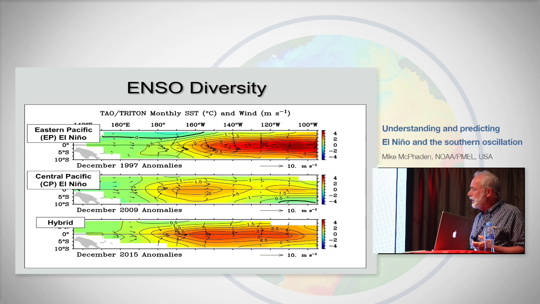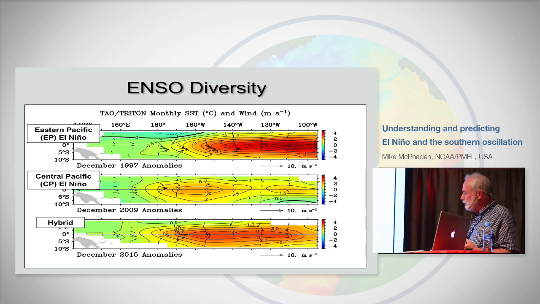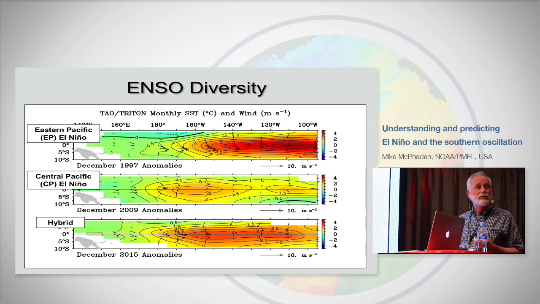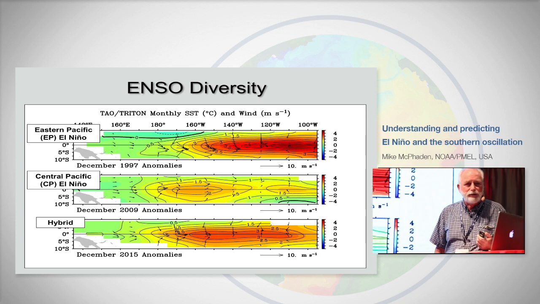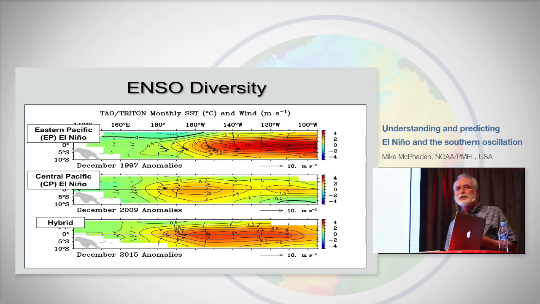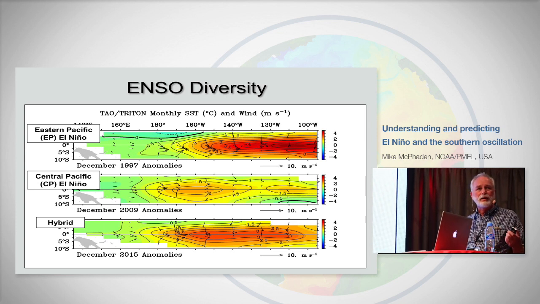2015-16 looked something of a hybrid between these two. It had large anomalies in the Central Pacific and in the Eastern Pacific, but they began to taper off towards the west coast of South America. Now, this idea of ENSO diversity would be a curiosity if it weren't for the fact that the atmosphere actually cares where the warmest water is, and it can affect the teleconnection patterns and the global climatic impacts.